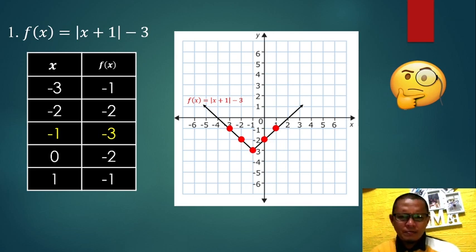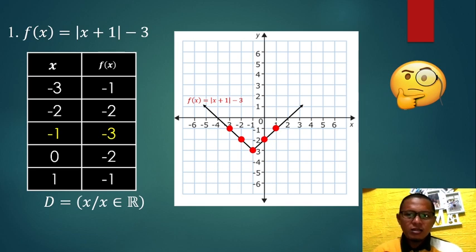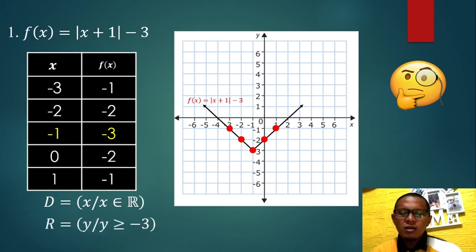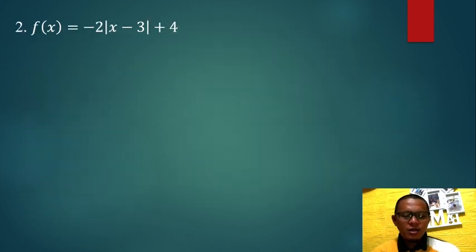What is the domain? Again, the domain is the set of real numbers, or x such that x is an element of real numbers. How about the range? The range is y such that y is greater than or equal to negative 3. Alright, let's have another example.